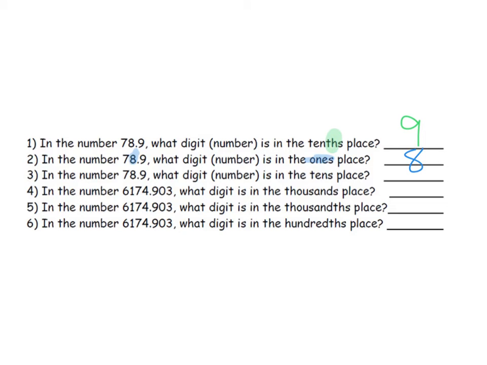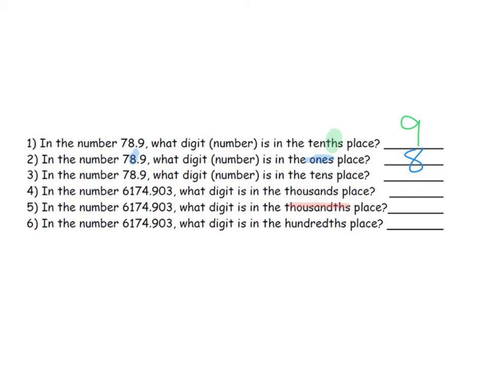All right, I'm going to jump down to number 5. Let's do 5 together, and then you can fill in the rest and we'll check it. Number 5 reads, in the number 6,174 and 903 thousandths, what digit is in the thousandths place? That TH, thousandths place. So be careful here. They're not saying the thousands place, they're saying thousandths.